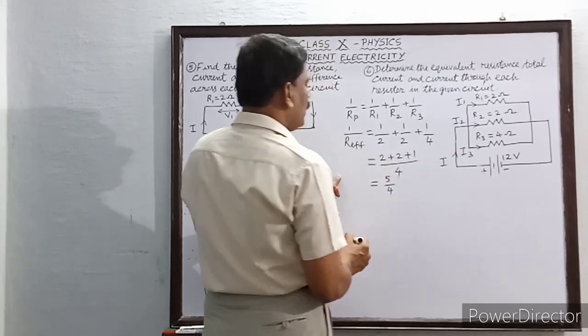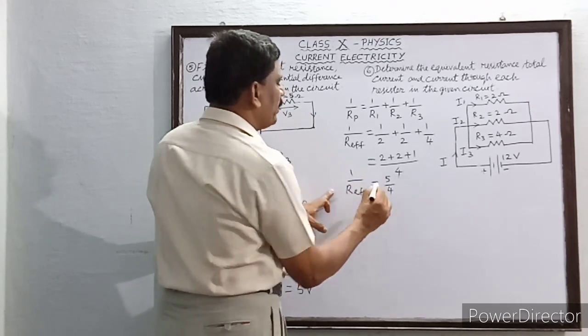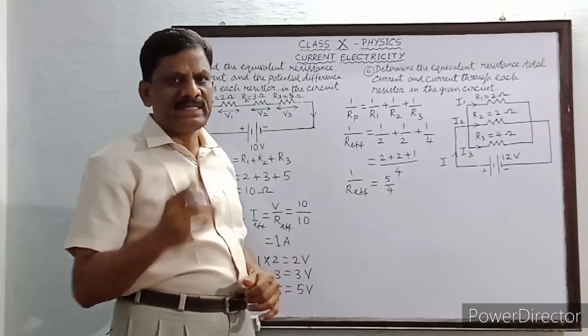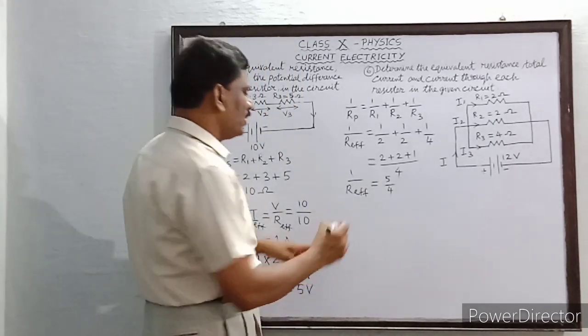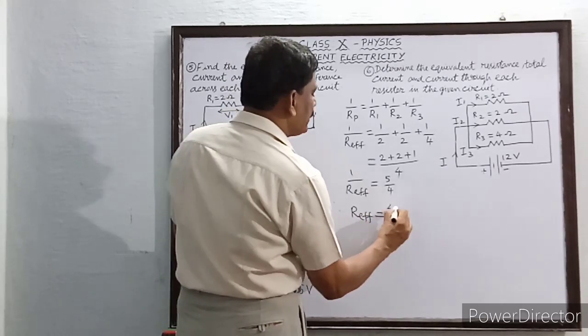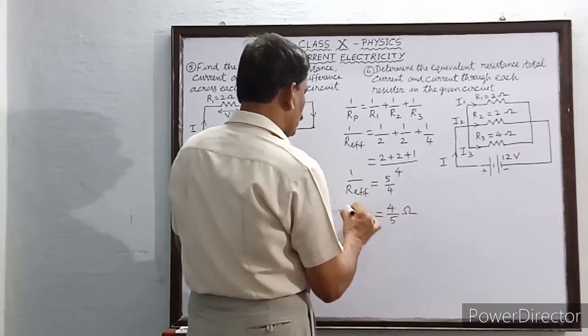5 by 4. This is only what? Reciprocal of the effective resistance. So 1 by R effective is equal to 5 by 4. Therefore, what is the effective resistance equal to? R effective is equal to 4 by 5, and the unit is ohm.